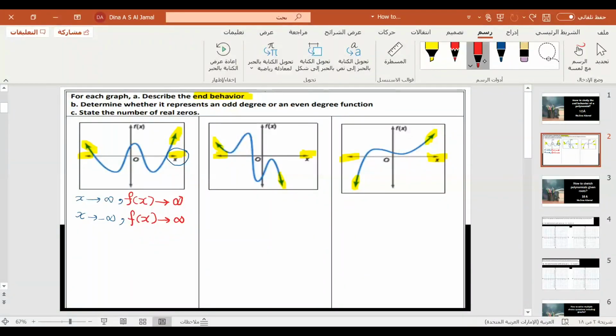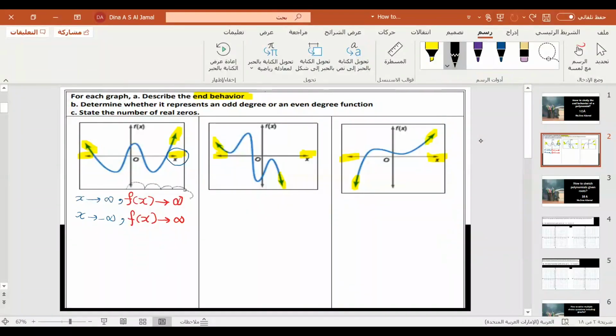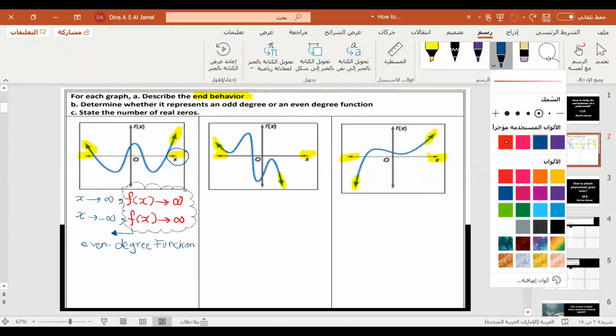Now, what was the question? Determine whether it represents an odd degree or an even degree. So this is a very important question, and the key is that after studying the end behavior, compare them. If they are on the same direction, that means it is even degree function. And with this, we know the end behavior, we know that it is even degree function.